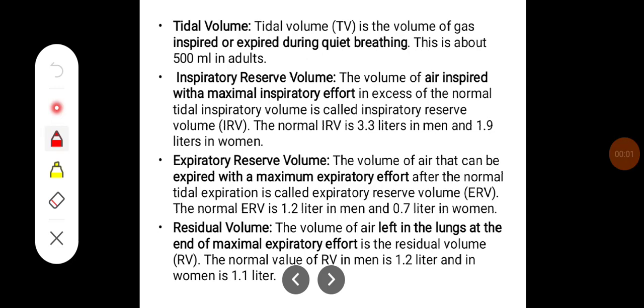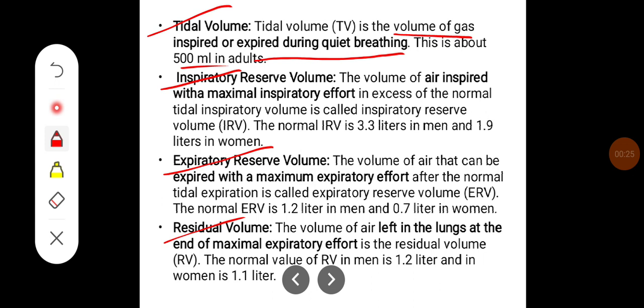In this class, we'll try to learn about the different lung volumes and different lung capacities. The different lung volumes are tidal volume, inspiratory reserve volume, expiratory reserve volume, and residual volume. Tidal volume is the volume of gas inspired or expired during quiet breathing. This is about 500 ml in adults.